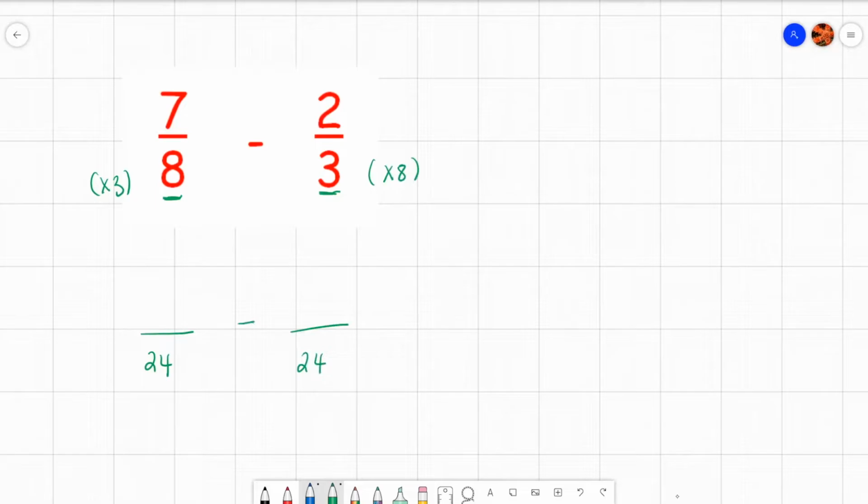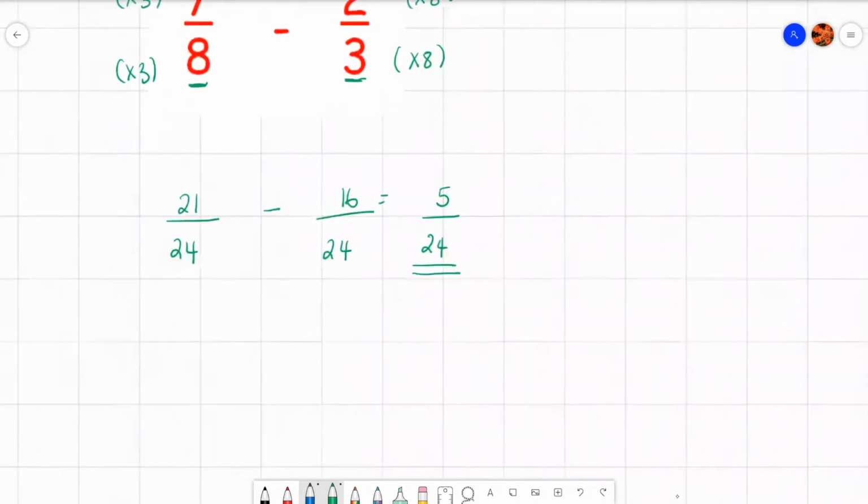Now I've got to do exactly the same to the top. So because I've times the 8 by 3, I've got to times 7 by 3, which is 21. And because I've times the 3 by 8, I've got to times the 2 by 8, which gives me 16. Now I need to subtract the two fractions together. So the bottom number stays the same. So you just subtract the top, which is 5 over 24. The bottom number stays the same. It's the top number you either add or you subtract.